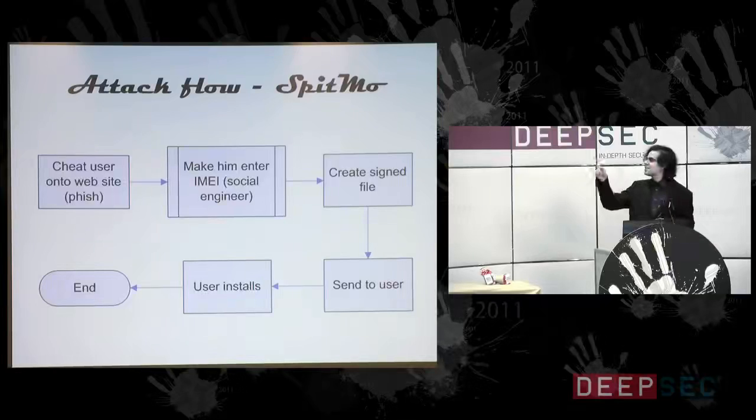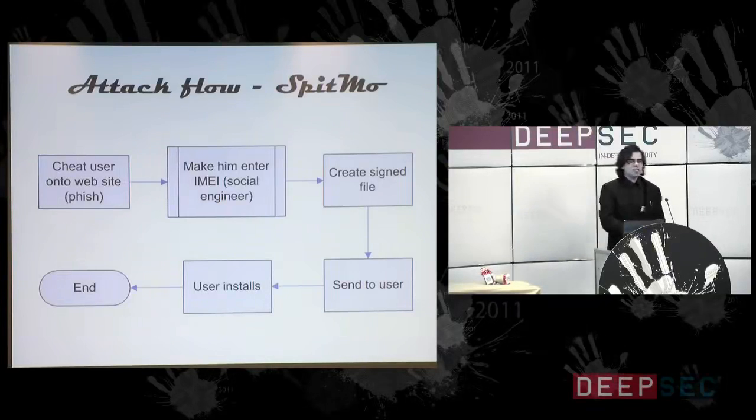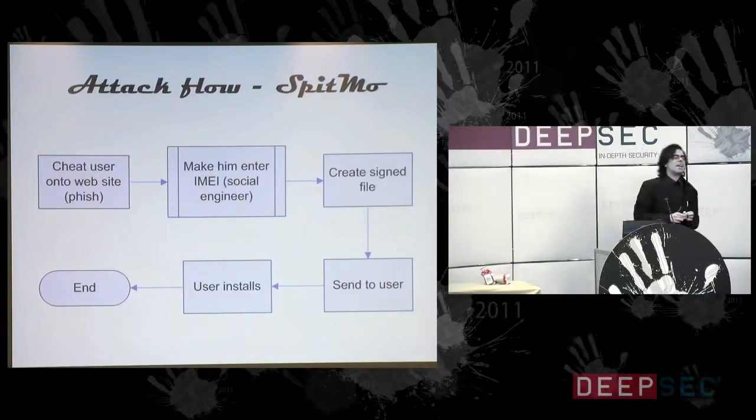And this is the process which is used for a very, very dangerous Trojan called Spitmo. I'm now going to explain how Spitmo works. I need a victim. You see the guy in the back, he was affected by Spitmo, so he's fleeing. How does Spitmo work? Spitmo is a relatively simple Trojan.